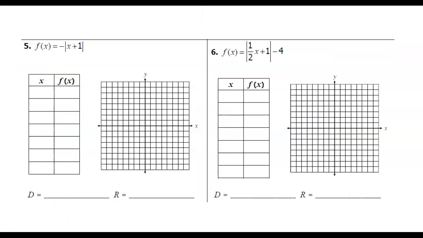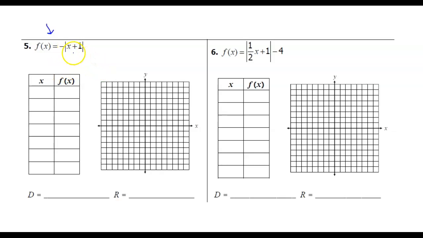All right, let's graph the next absolute value function. Notice it looks similar to the first problem. The only difference is we have this negative on the outside of the absolute value. Let's see how the negative affects our absolute value graph.